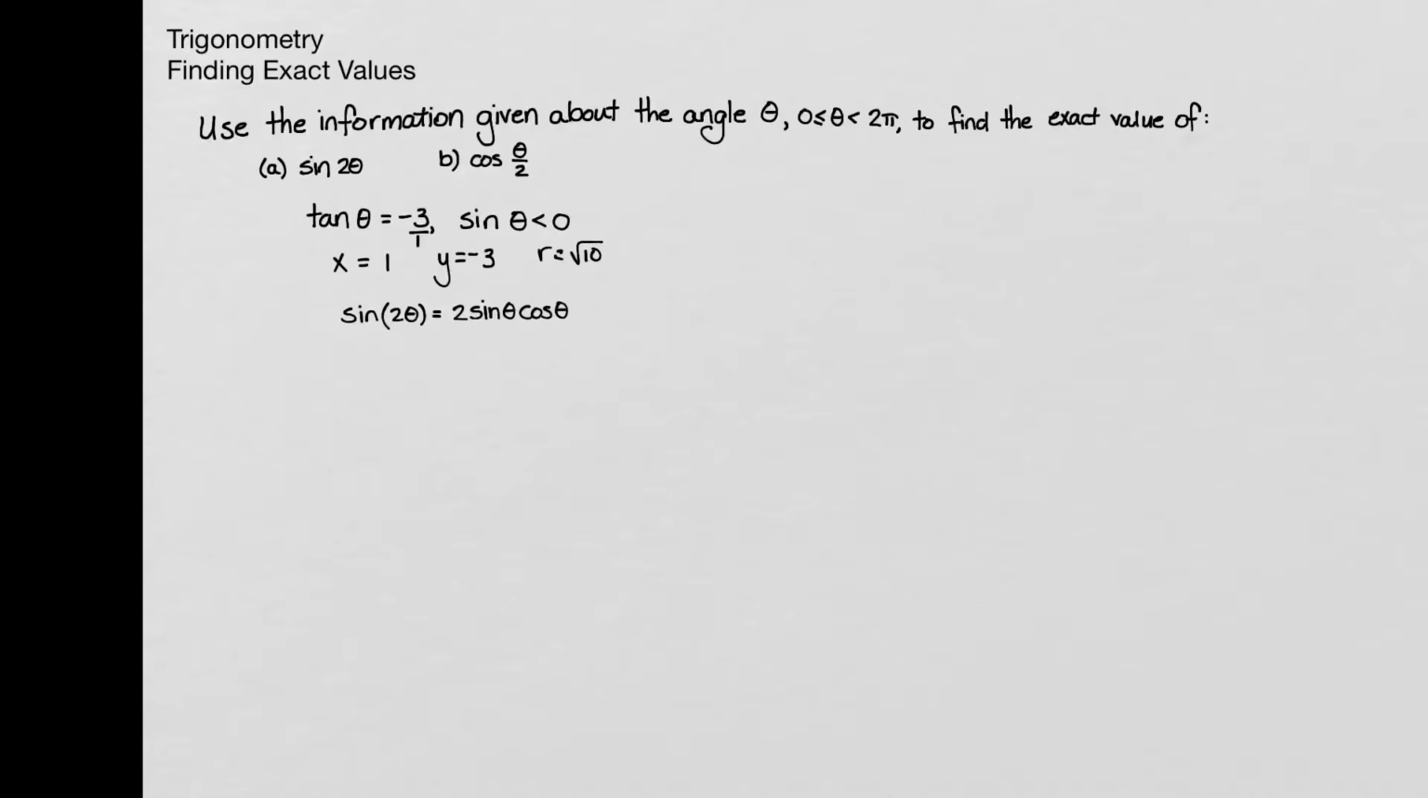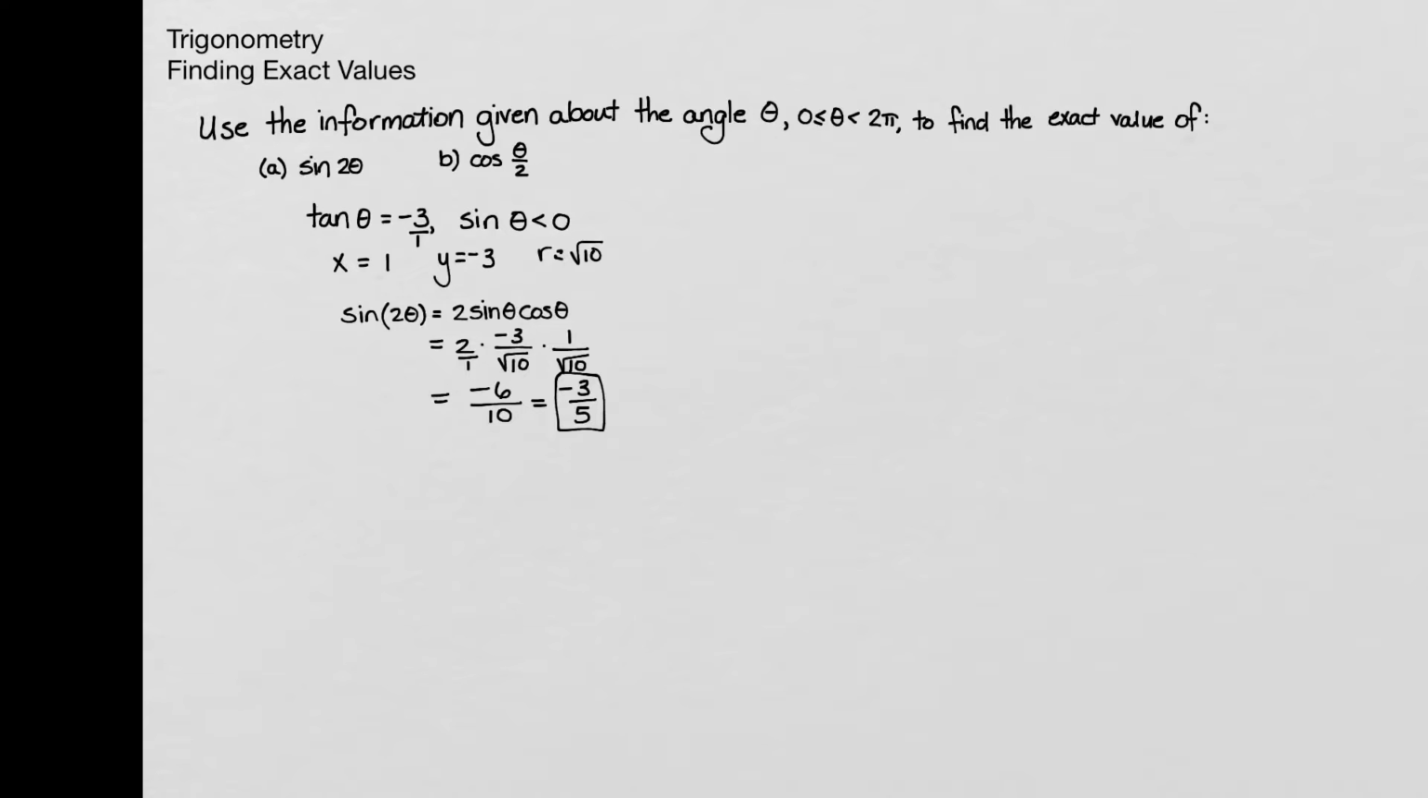And what do we know about sine and cosine for this angle theta? The sine would be y over r, so that's -3 over the square root of 10. And x is 1 over the square root of 10, because cosine theta is x over r. Now I'll just multiply across the top and multiply across the bottom. 2 times -3 is a -6. Square root of 10 times the square root of 10 is 10. And this gives me a -3/5. And that's the sine of 2 theta.